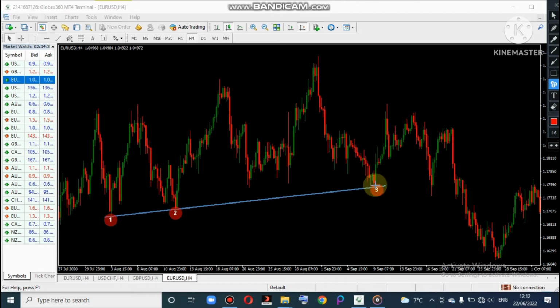I'll put my stop loss below. There's nothing that will take the price to come here. So now what am I going to do? I'm going to put my stop loss here and let the price go up. What happened? The price, boom, went out. That's how simple it is.